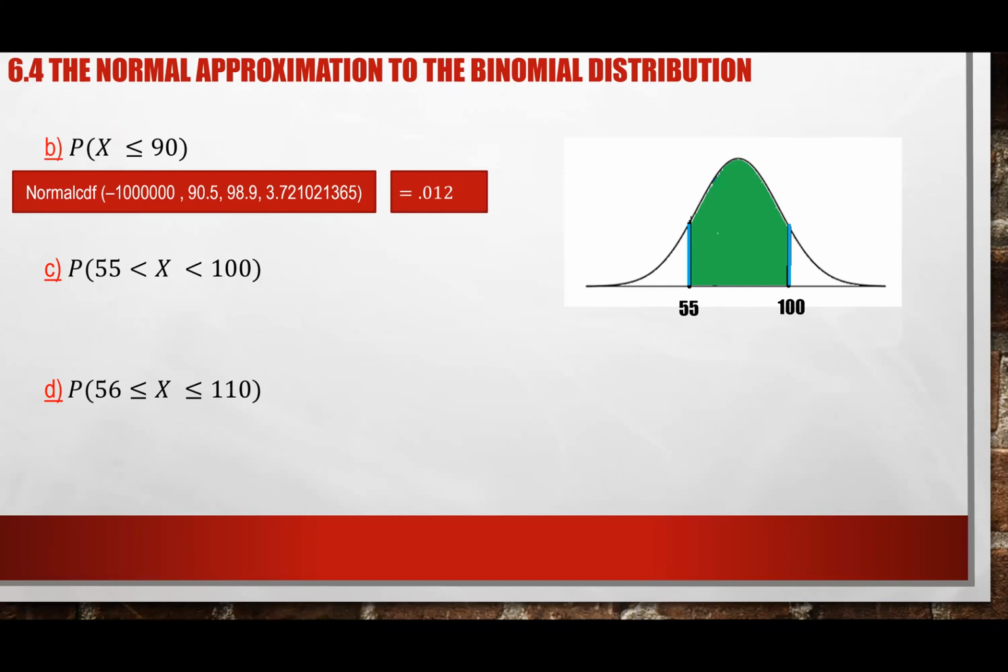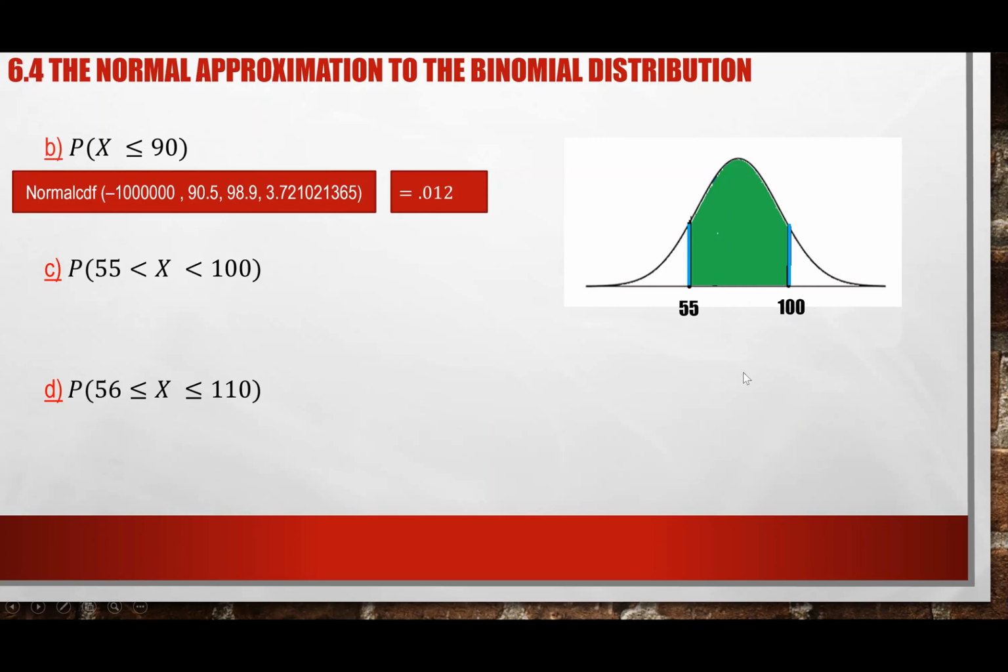Ask yourself, what type of question do they ask me? Do they ask me the left, the right, or between some value? So once we have this here, now you have to ask yourself, because we use the approximation, we have to adjust the endpoint. And to adjust the endpoint, you have to ask yourself, do I include the 55 or exclude the 55? Do I include the endpoint or exclude them? In this case, we exclude both of them, right?